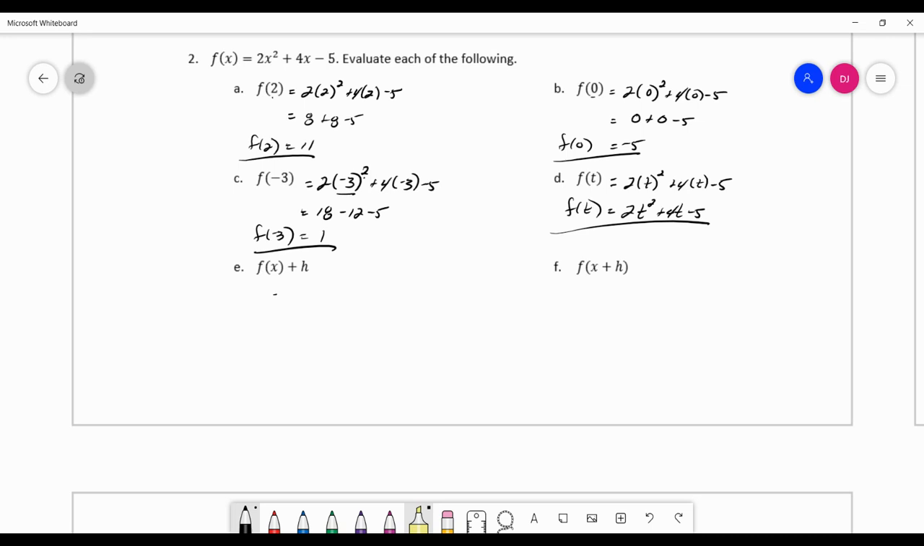F of x plus h, again, is simply f of x, which was the 2x squared plus 4x minus 5. That's f of x plus h. That's simple. F of x plus h, notice that we have 2x squared plus 4 times x minus 5. But we're going to replace the x with x plus h.